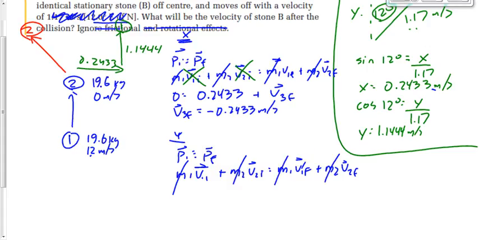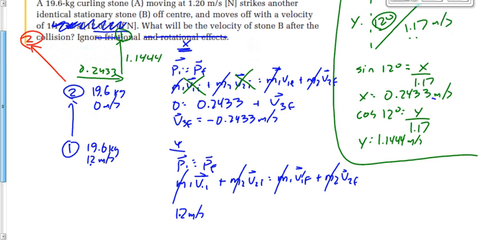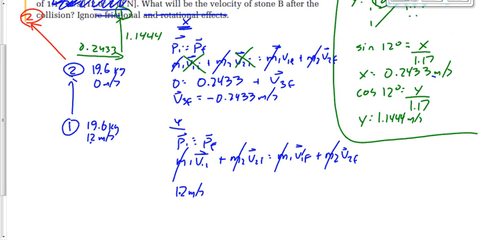V1I, 12 meters per second. Sorry, 1.2 meters per second, isn't it? Is it 1.2 or 12? Yeah, 1.2 meters per second, because look, the first object is moving at 1.2 to the north before the collision. We're dealing with the y component. We ignored that when we were doing x, but now we're doing y, so we've got to pay attention to that. Plus, oh, this is 0, because it's at rest.